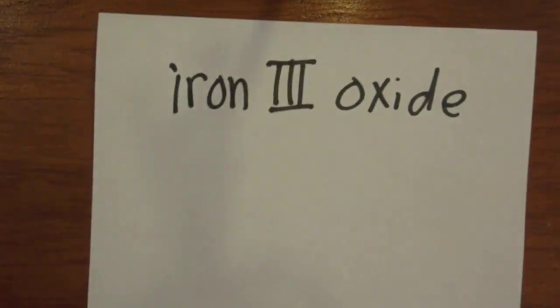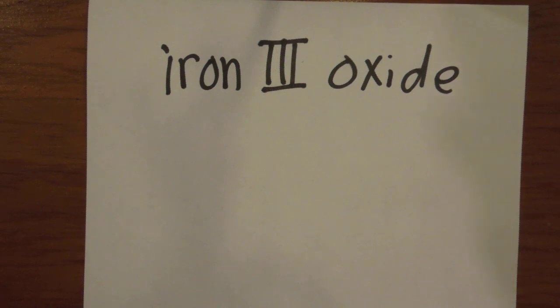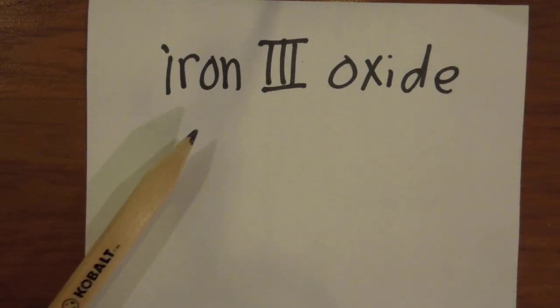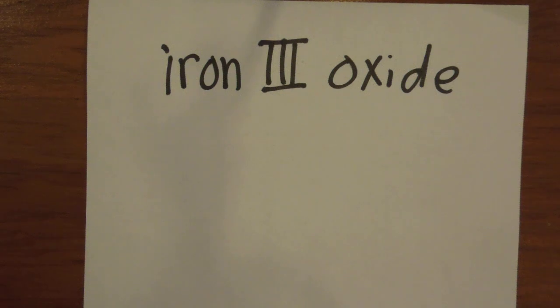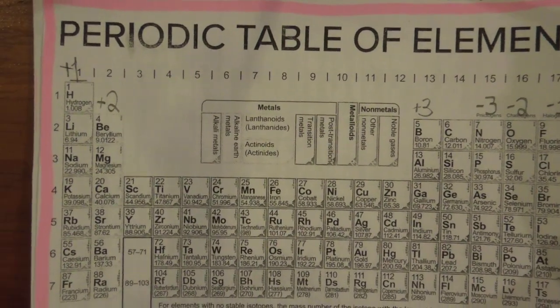Next example. Our good friend iron 3 oxide. Hold on a second here. What is that? Well, that, my friends, is a Roman numeral. And that's the Roman numeral 3. Well, what the heck is it for? Let me explain here. Let's go back to our friend the periodic table.